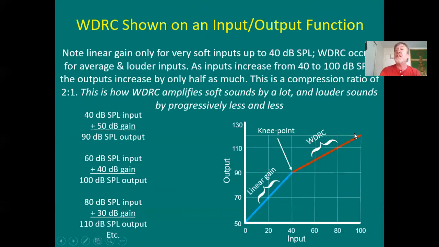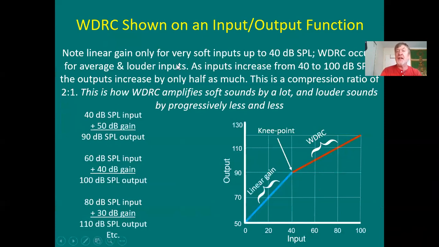Well, WDRC, wide dynamic range compression. You had linear gain only for very soft inputs. So 0 in is 50 out in this case, 20 in is 70 out, 40 in is 90 out, and then you have your knee point and your low compression ratio. If I've increased my input by 20, from 40 to 60, my output only went from 90 to 100, which is only 10. My input went up by 20, and my output only increased by 10. That's a 20 to 10 ratio, or a 2 to 1 ratio.